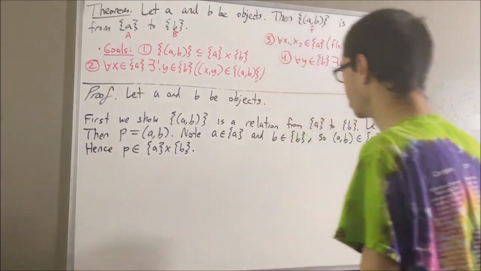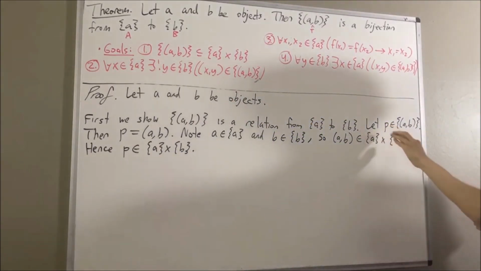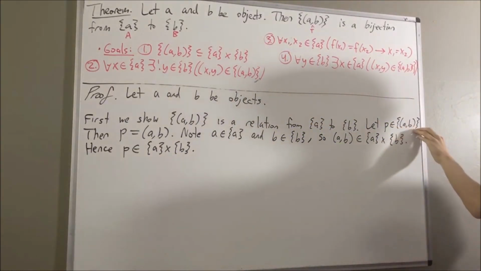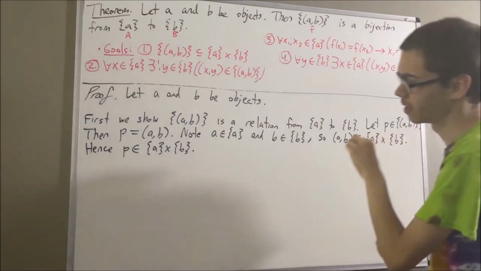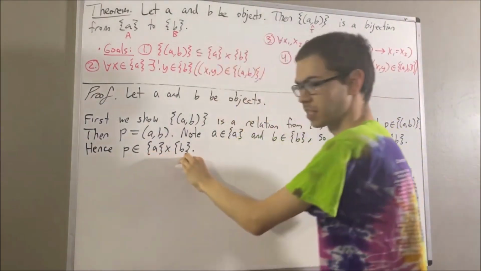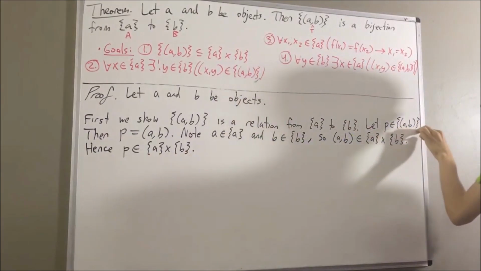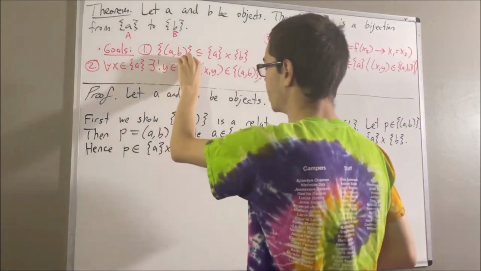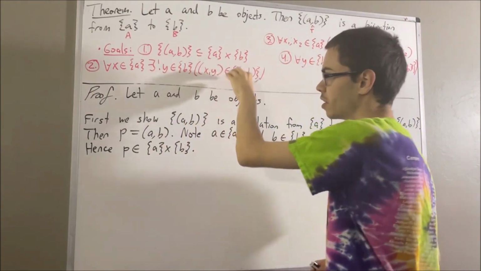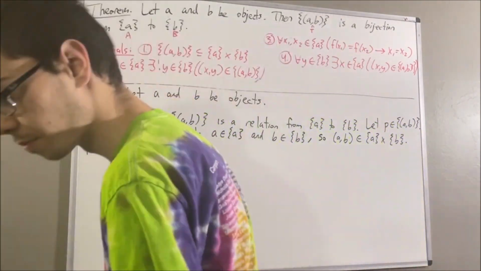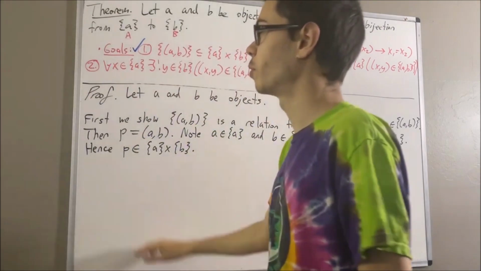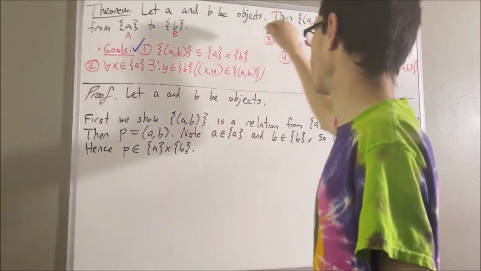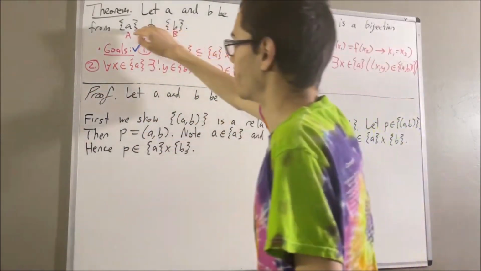And so putting this together, we gave ourselves an arbitrary element of this set. And we showed that same object is also an element of this Cartesian product. Therefore, everything in this set is an element of this Cartesian product. In other words, we've shown that this set is a subset of this set. So this completes step 1. Now we're going to move on to step 2, where we show that our set of ordered pairs is a function from this set to this set.